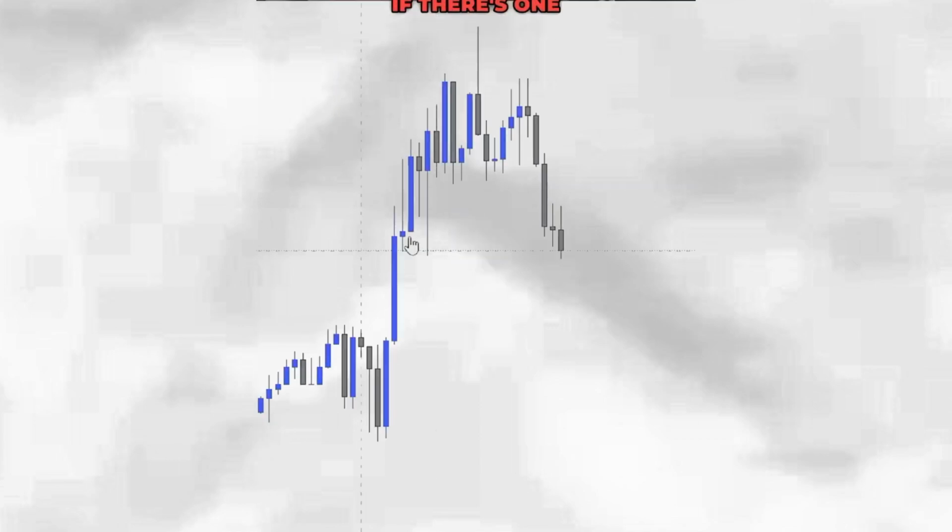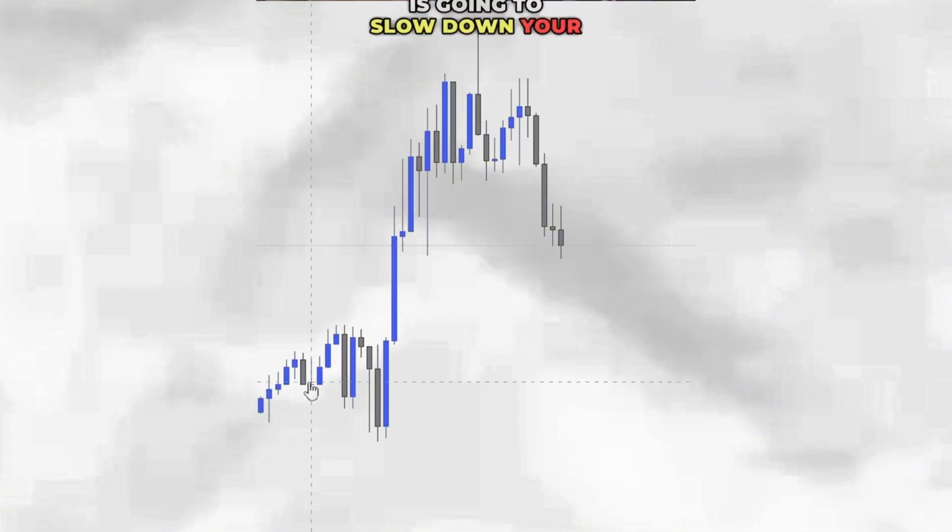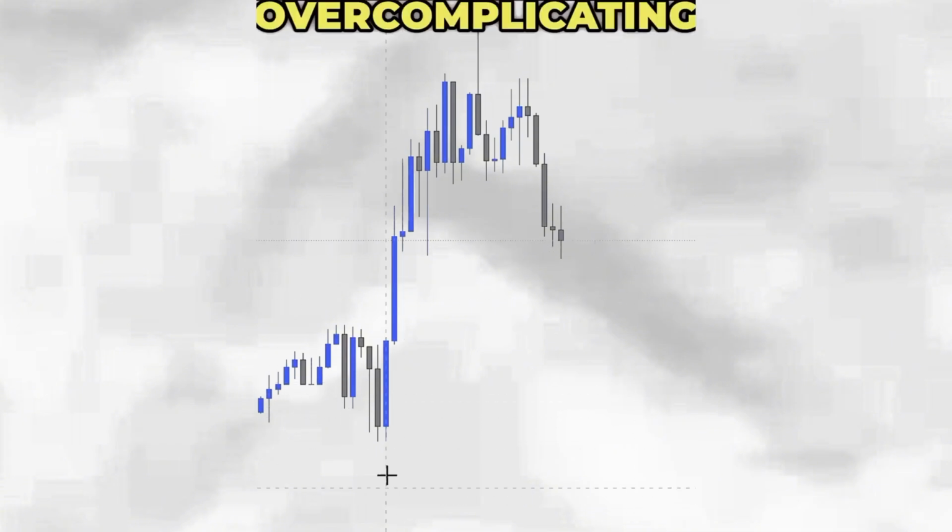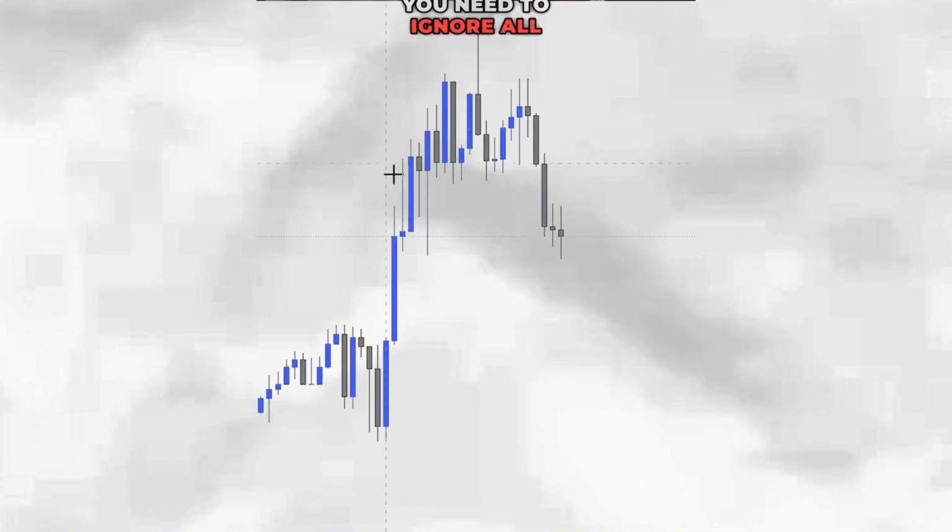succeeding in this market. If there's one thing which is going to slow down your progress, it's overcomplicating the whole process. You need to ignore all of the idiots trying to show off with fancy terminologies. All you have to do is focus on finding a system which works for you, and focus on following a set of rules where you end up taking a trade, and as long as you're using good risk management, you will be fine.